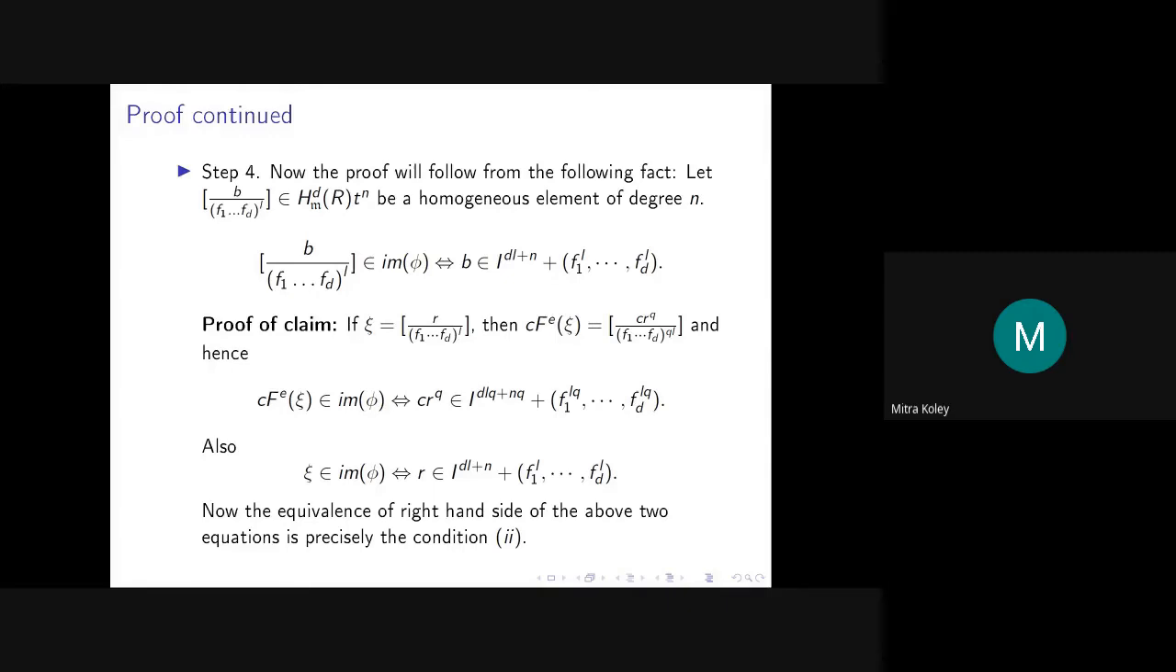So in order to see the equivalence of the left-hand sides, it is enough to see the equivalence of the right side of these two equations. But the equivalence of the right-hand side of the above two equations is precisely condition 2, the tight closure condition. Hence, this condition is in the criteria.